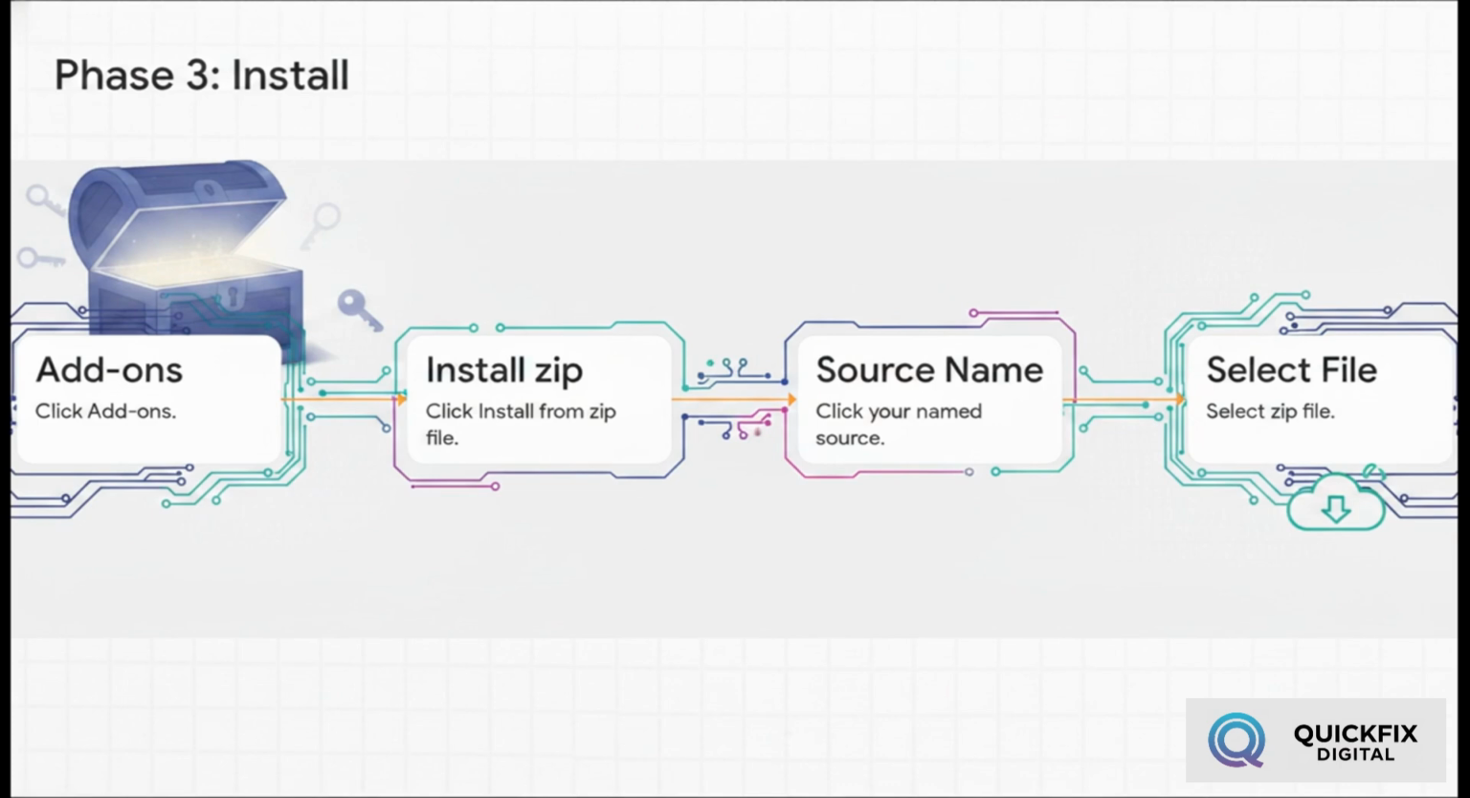And finally, Phase 3. Go back to Settings, click Add-ons, and this time select Install from Zip File. You'll see that memorable name you just created. Go ahead and click it. Then, simply select the zip file inside, something like repository.slyguy.zip. It'll start downloading in the background. Once you see that notification pop up in the corner, congratulations, you've successfully cracked the chest and installed your repository.